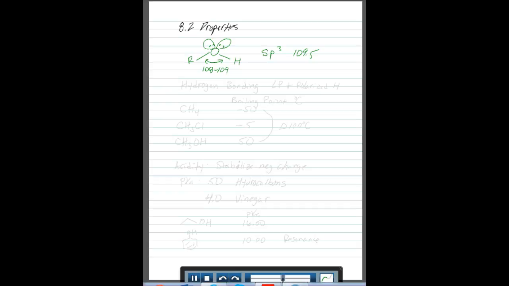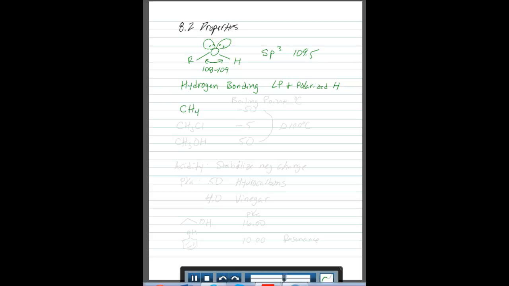The other thing that alcohols have is hydrogen bonding. All right, hydrogen bonding, we've talked about, is a really important property in molecules. And remember, it's between a lone pair and a polarized hydrogen. All right, so what does this do? This drastically affects the boiling points.